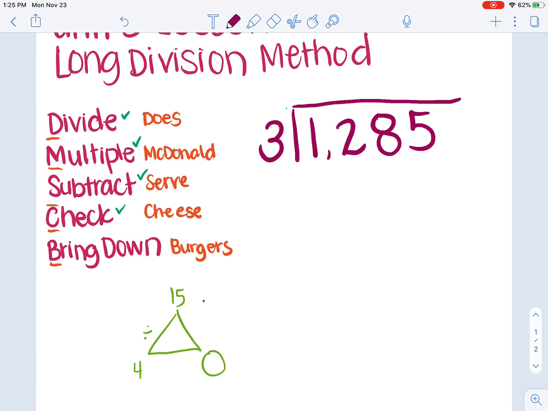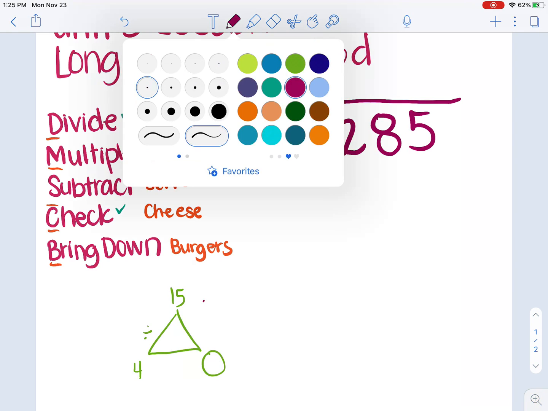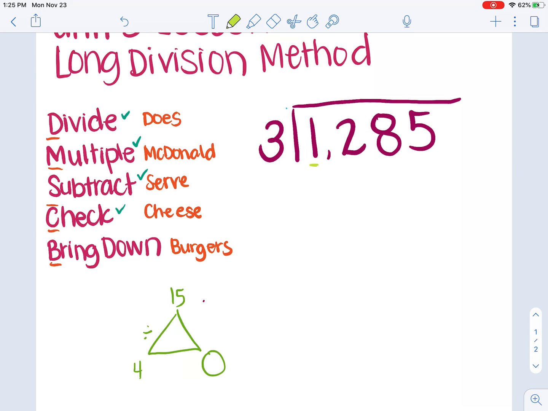Let's get started. Feel free to pause this video and try it by yourself first. To start with, I want to think about this number 1. If I have 1 cookie trying to divide it between 3 people, that's not enough. Let's move on then. If it's not enough even to go in once, let's look at the 12 instead. How many times does 3 go into 12? 12 divided by 3 is 4. So I'm going to put my 4 on top. Then I'm going to multiply. 3 times 4 is 12.